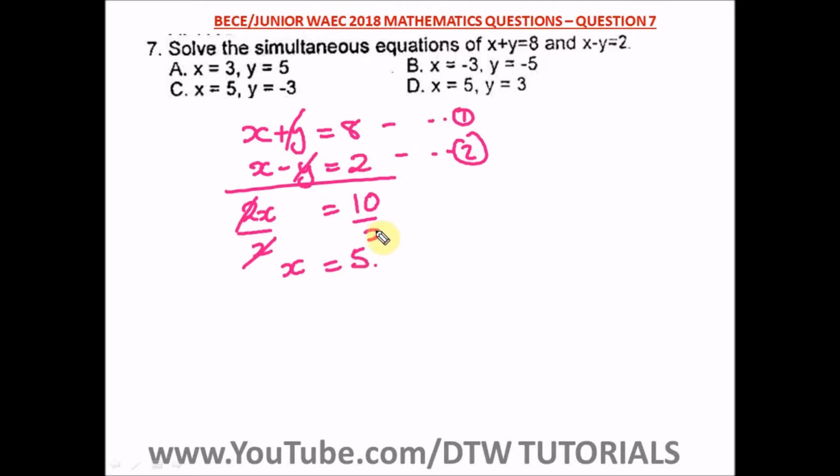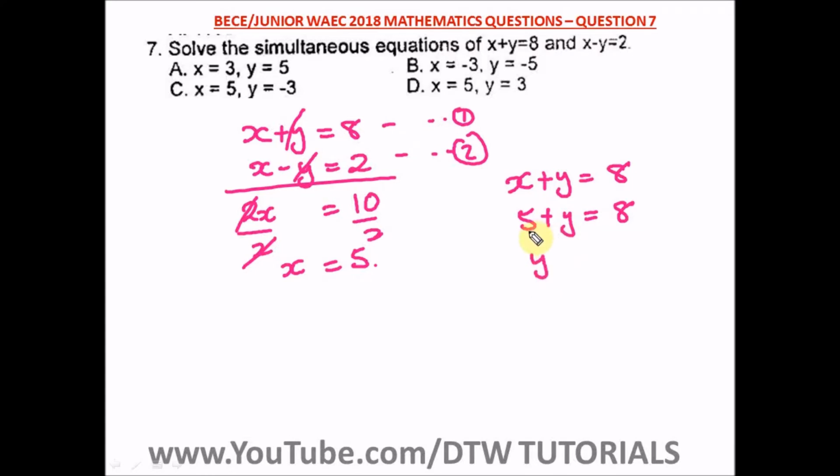Alright, so let's look for the value of y. To find the value of y, let's simply substitute the value of x into equation 1. And what is equation 1? Equation 1 is x plus y equal to 8. So let's substitute this value into this equation. x will be 5 here, so we have 5 plus y is equal to 8. From here, we have to collect like terms.